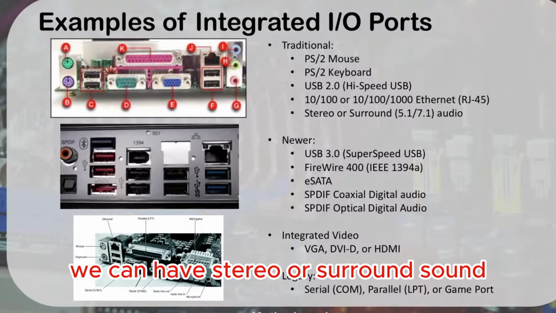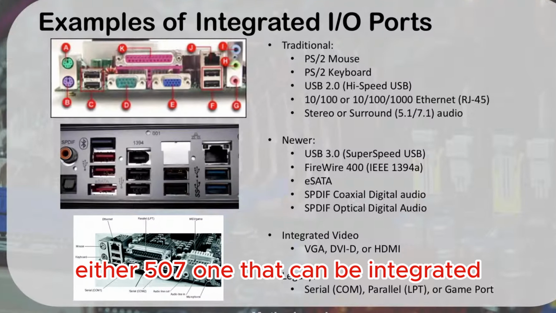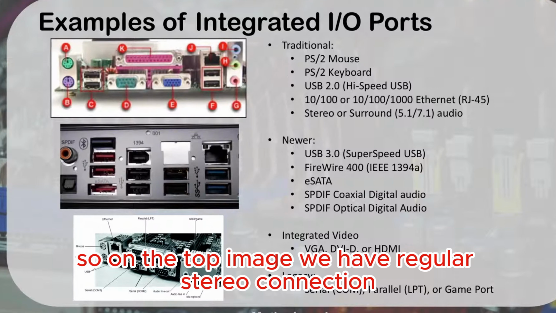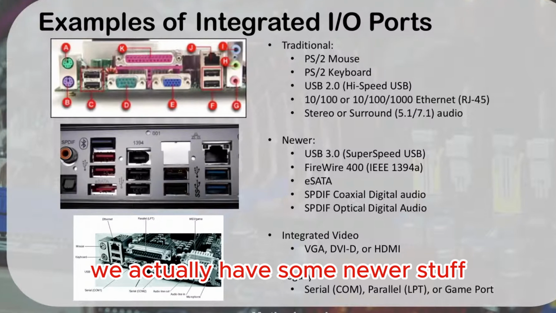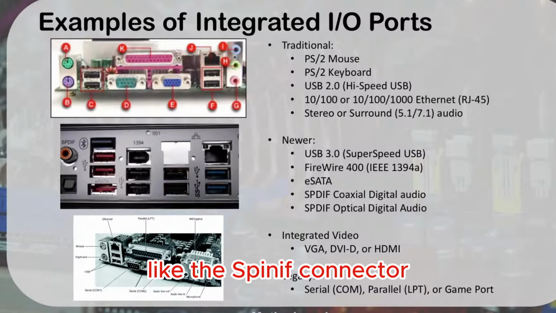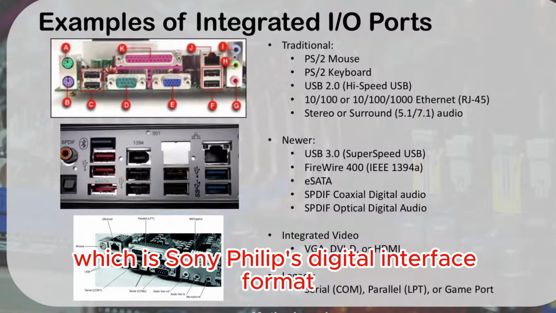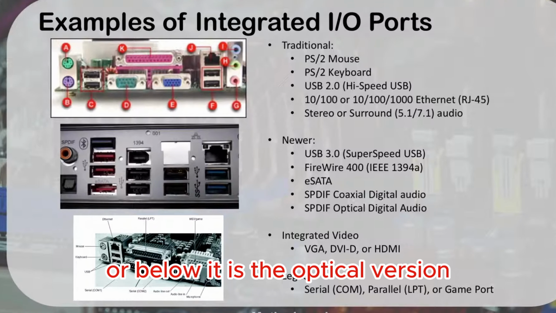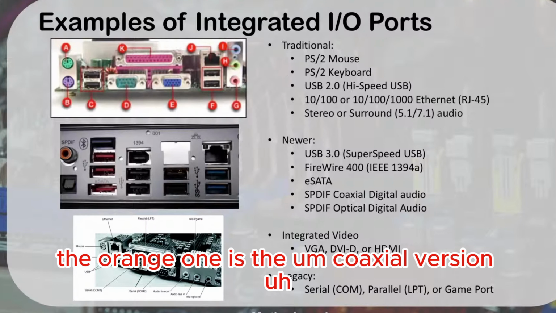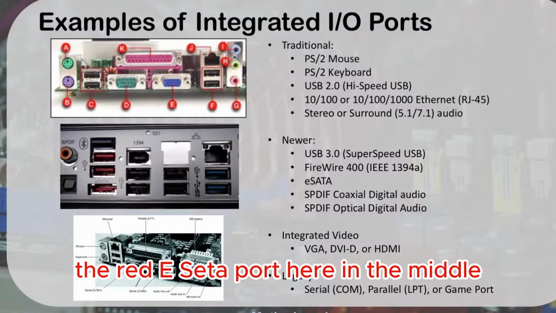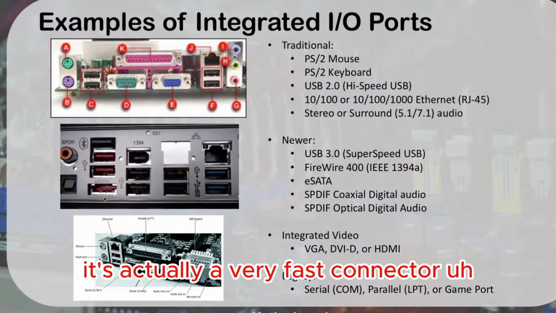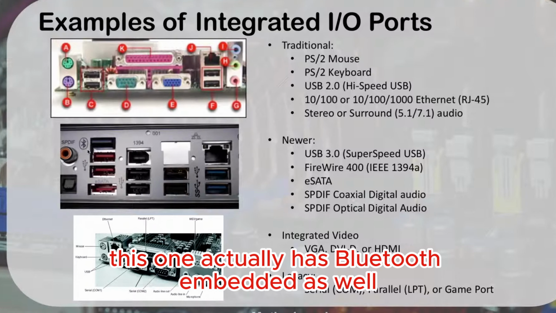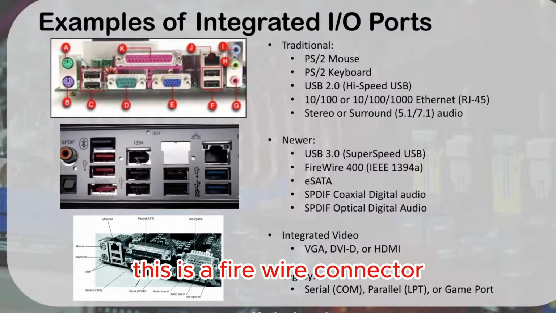We can have stereo or surround sound, either 5.1 or 7.1, that can be integrated. So on the top image, we have regular stereo connection, just this H jack. If we look at this middle picture, we actually have some newer stuff like the SPDIF connector, which is Sony Philips digital interface format. We'll talk about those more later as well. Below it is the optical version. The one at top, the orange one, is the coaxial version. The red eSATA port here in the middle, that is for external hard drives. It's called eSATA. It's actually a very fast connector. We also have USB. This one actually has Bluetooth embedded as well. You can see the Bluetooth symbol. This is a FireWire connector.